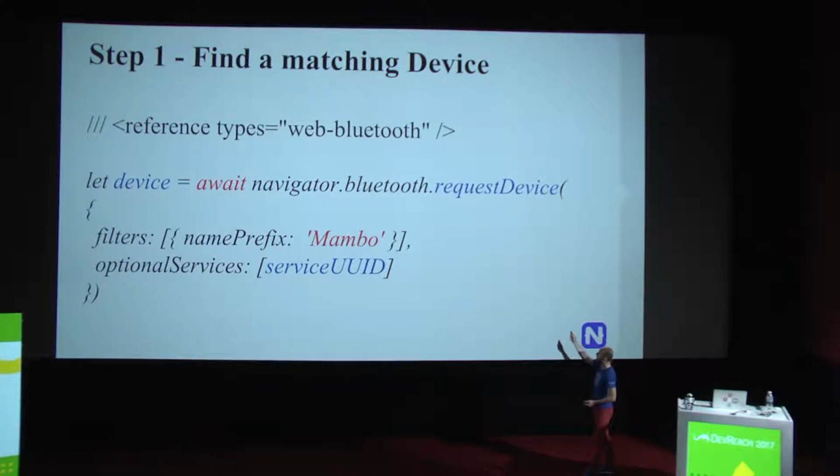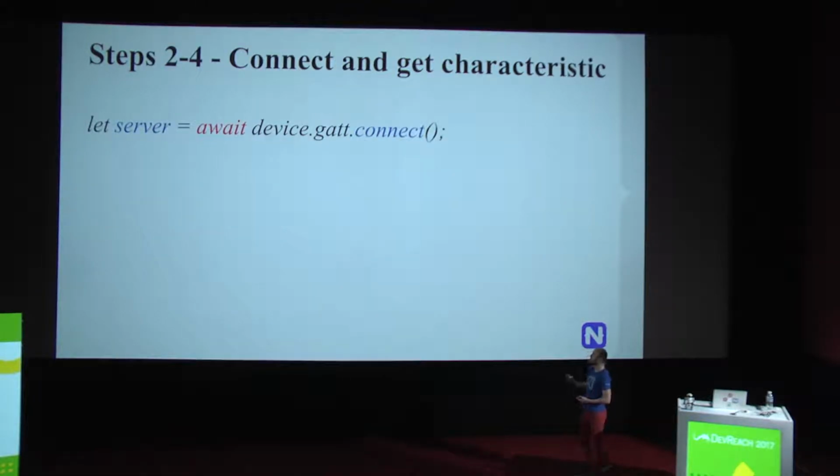So once we've done that, this will actually pop up a little dialog in your browser, listing all the devices that are available. And then when you click on it to connect, basically this returns a promise. So we would get our device object. And then with the device object, what we can do is call connect. And basically, this will give us a server.